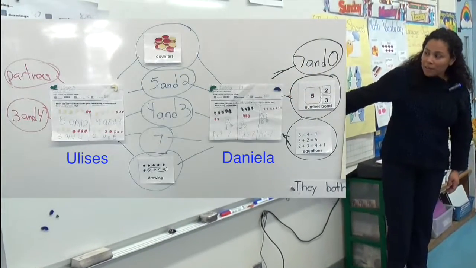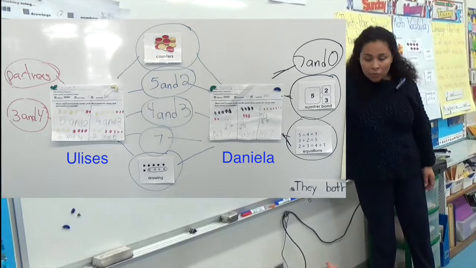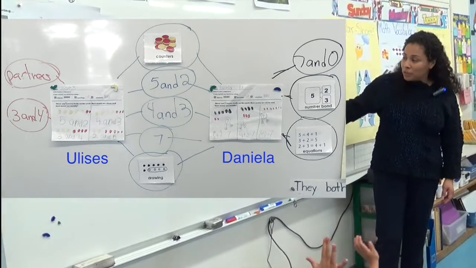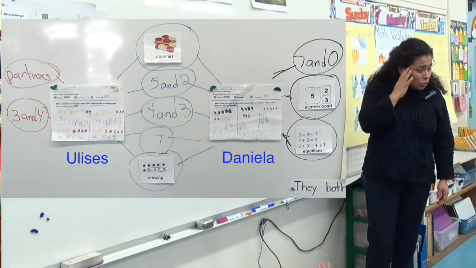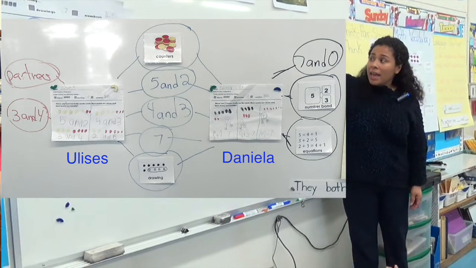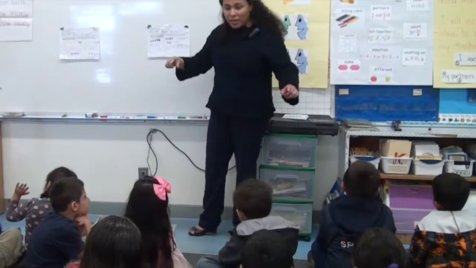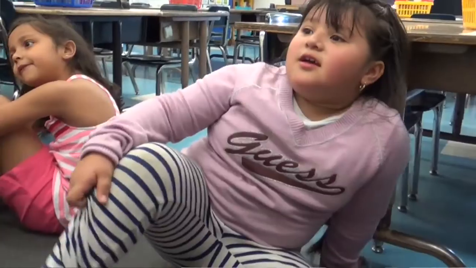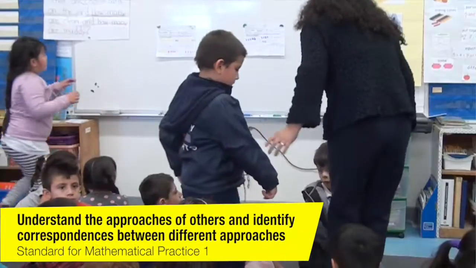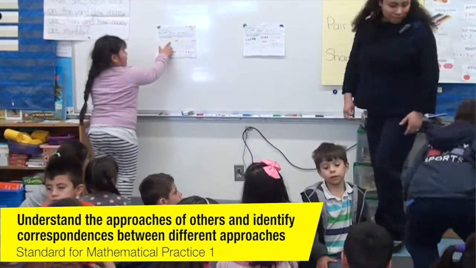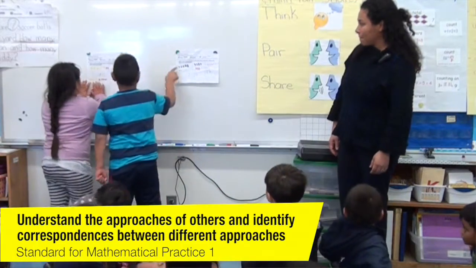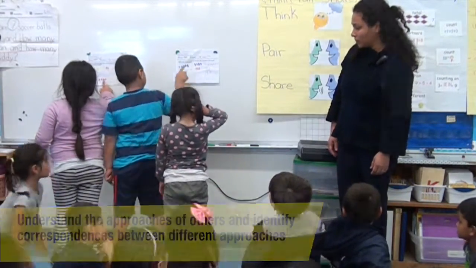So we're going to be finding what is the same between Ulises and Daniela's work. I used a double bubble map to highlight the similarities and differences between the two work samples. I embedded multiple pair shares to help students construct a response before sharing. This gave them time to put their thoughts together and use the ideas of others to enhance their learning.